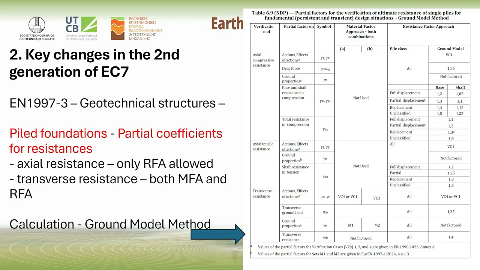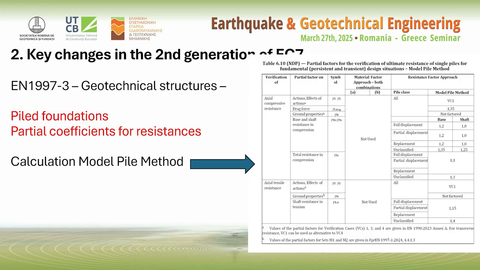For pile foundations, you will find the partial coefficients for resistances, and here for the axial resistance, there is only one option, RFA, the resistance factoring approach. And for the transverse resistance, you can choose between MFA and RFA. And this is the table if you are using the ground model method. You can see that it's a little bit complicated. It's not a very simple table, which is again an NDP. And there is another one for the model pile method applied to piled foundations.